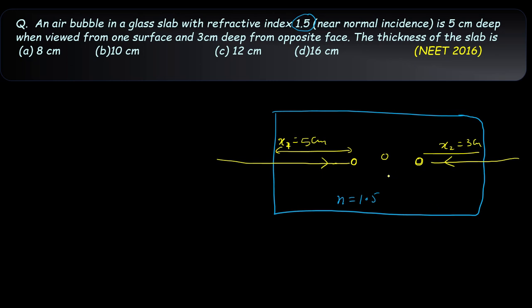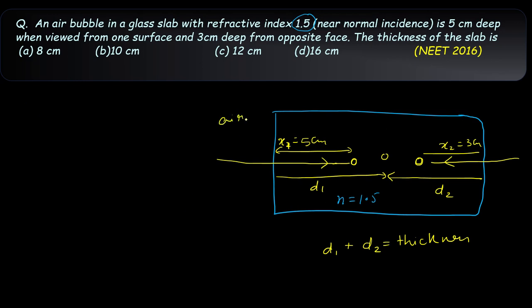Well, then what is the real distance? Let's say this is d2. From this side the real distance is d1. Now you see, what is the thickness of this glass slab? Thickness of the glass slab will be d1 plus d2. That's the thickness which we have to find. Let me apply the formula directly.